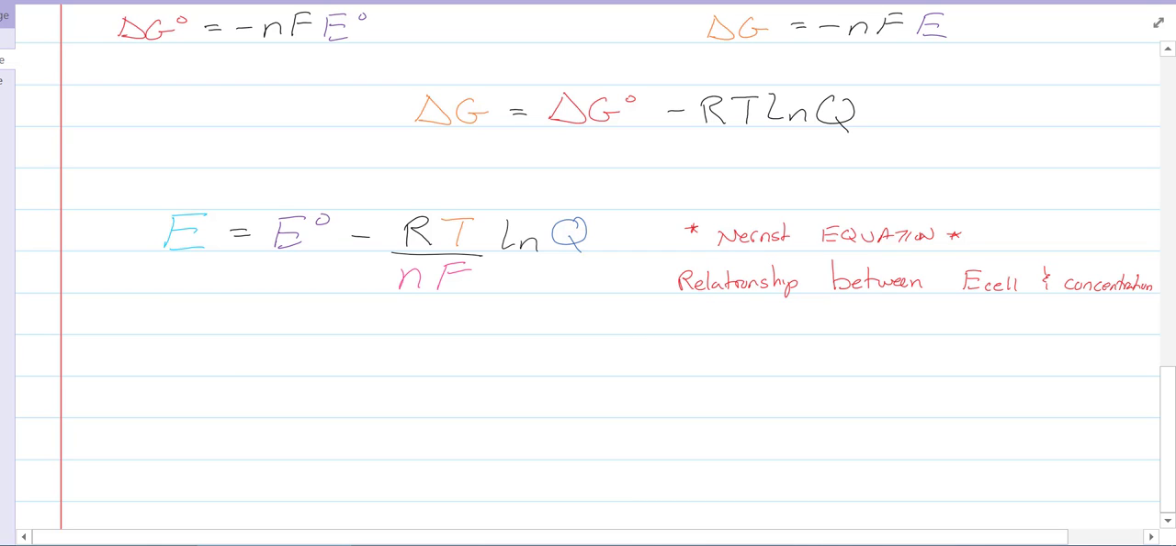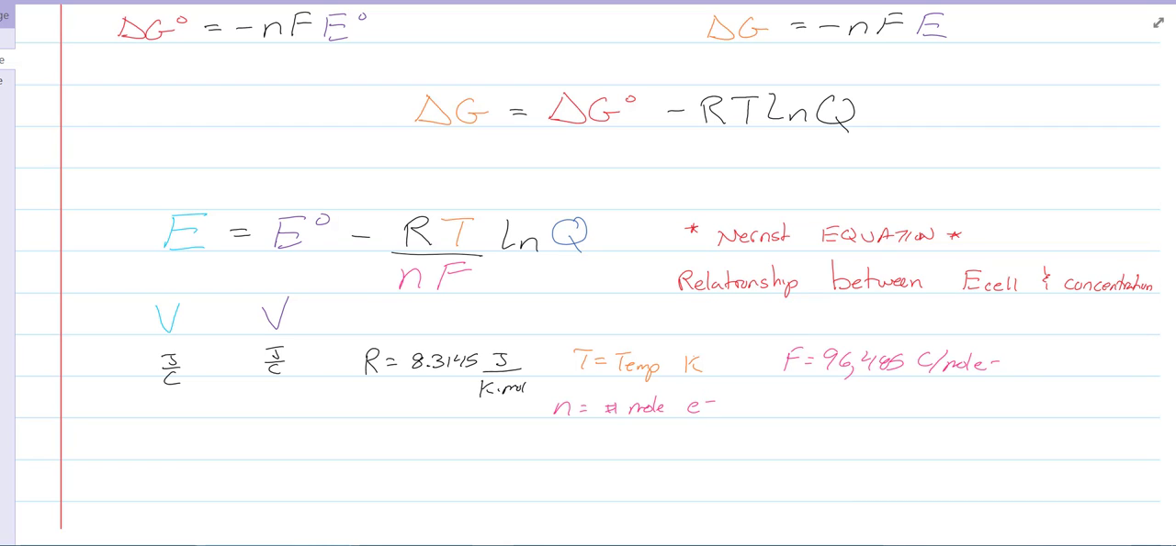it will be there. So E, of course, is volts. E standard is volts, which again, are joules per coulomb. N, all right, so what's R? R is 8.3145 joules per Kelvin mole. T is temperature in Kelvin. F, of course, 96,485 coulombs per mole of electrons. N is number of moles of electrons, and Q is the reaction quotient.